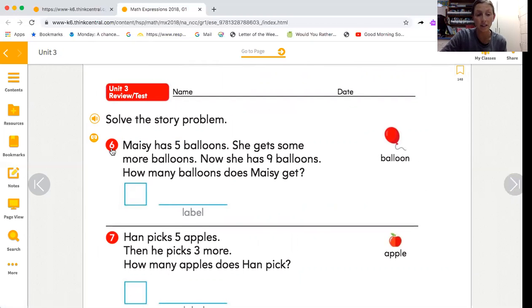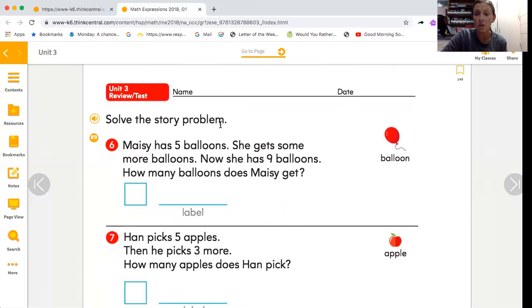Okay, I'll wait just a second while you turn your page over. All right, on this one, it says for problem number 6, I would like you to write an equation over here just so I can see your thinking for these problems. It says Maisie has 5 balloons. She gets some more balloons. Now she has 9 balloons. How many balloons did Maisie get?